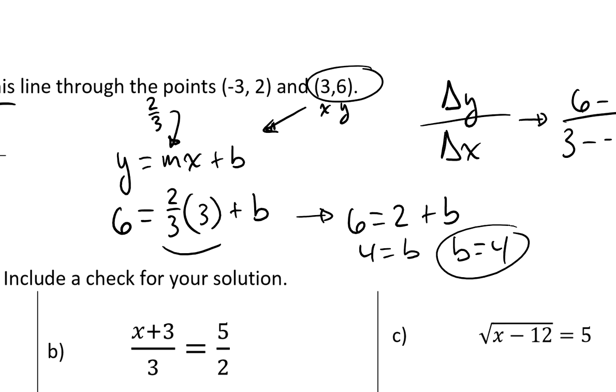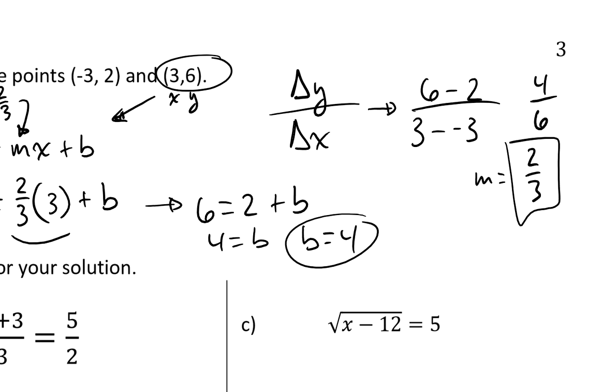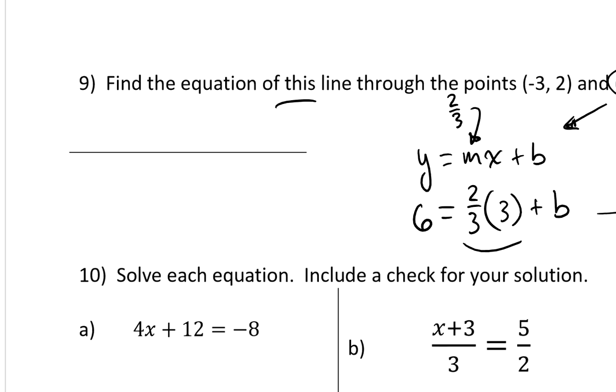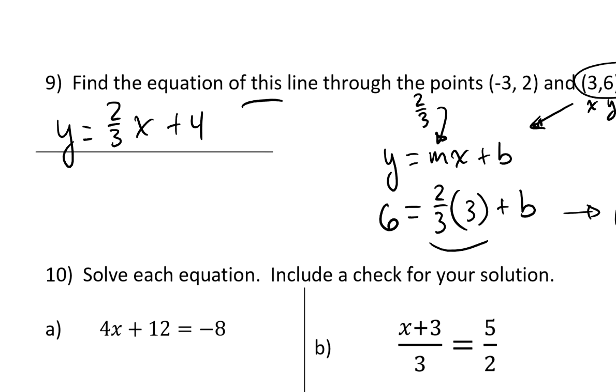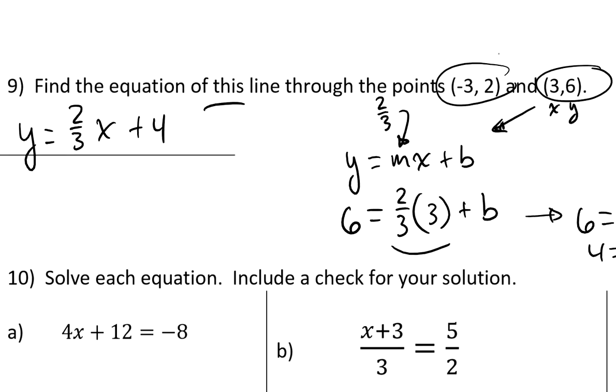So I know my slope is 2/3, and I know my y-intercept is 4. Now that I know my 2 parameters, I can write the equation of this line: y equals 2/3 x plus 4. And it's a worthy step to plug in each of the 2 original points and verify that they indeed satisfy this equation. But I think you'll see that it works nicely.